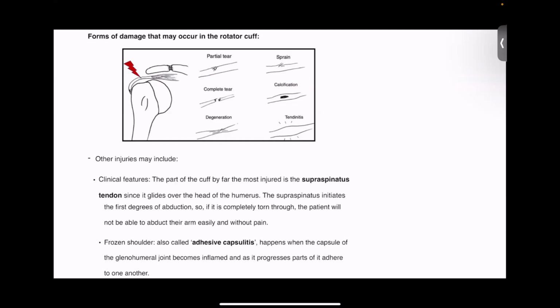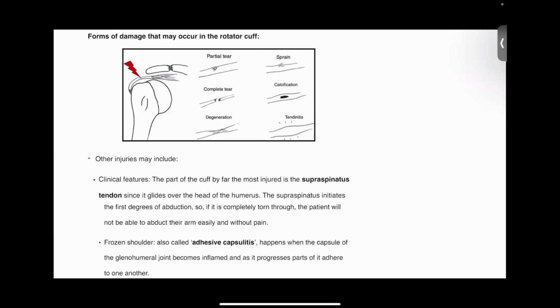And one more thing about supraspinatus is that it's for the initial 15 degrees of the abduction, or initial abduction, okay? And the deltoid is for the rest of the abduction. So after the 15 degrees, it's done by deltoid, but the initiation is done by the supraspinatus. So that's a buzzword or a keyword for you. And whenever you see someone cannot initiate the abduction of their arm, that's definitely going to be a supraspinatus injury.